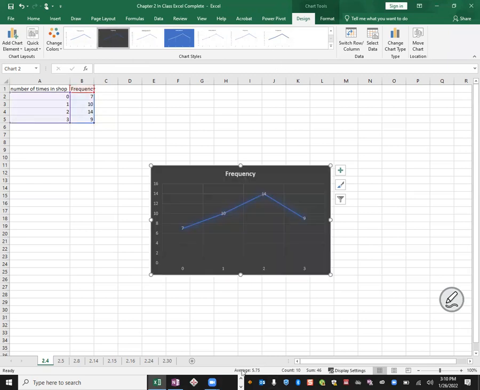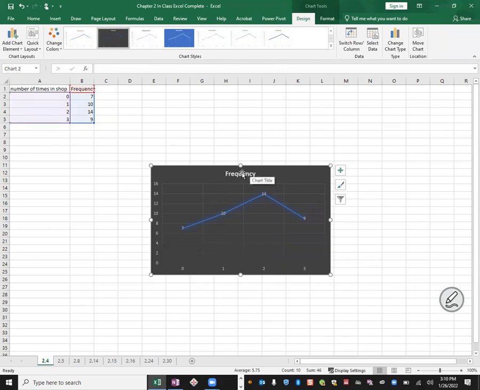Okay, there we go. I like this one because you have your horizontal axis. You also have your vertical axis, and then you can see the points that are marked here clearly. All right. So this would be how we would make a line graph in Excel. And of course, you can edit this.